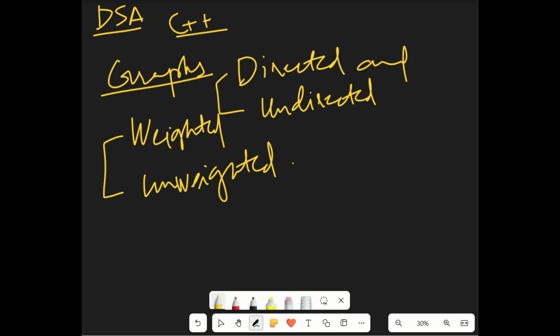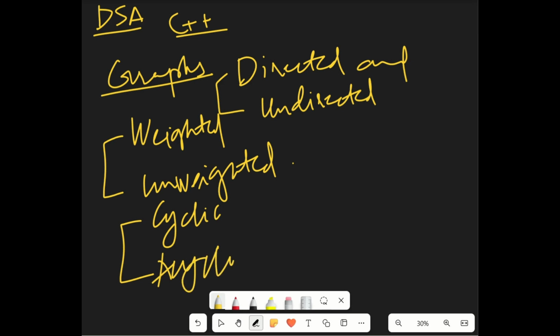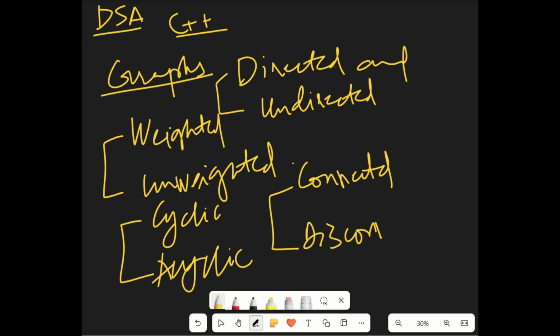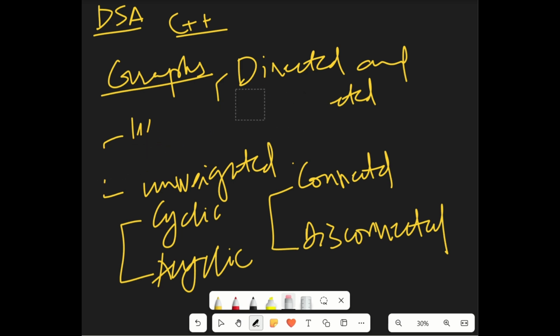This means that, okay? And we have two other differences, cyclic and acyclic, which means it contains a cycle or not. And we have more differences like connected and disconnected. Do you already know what that means? So I'm just gonna erase this.